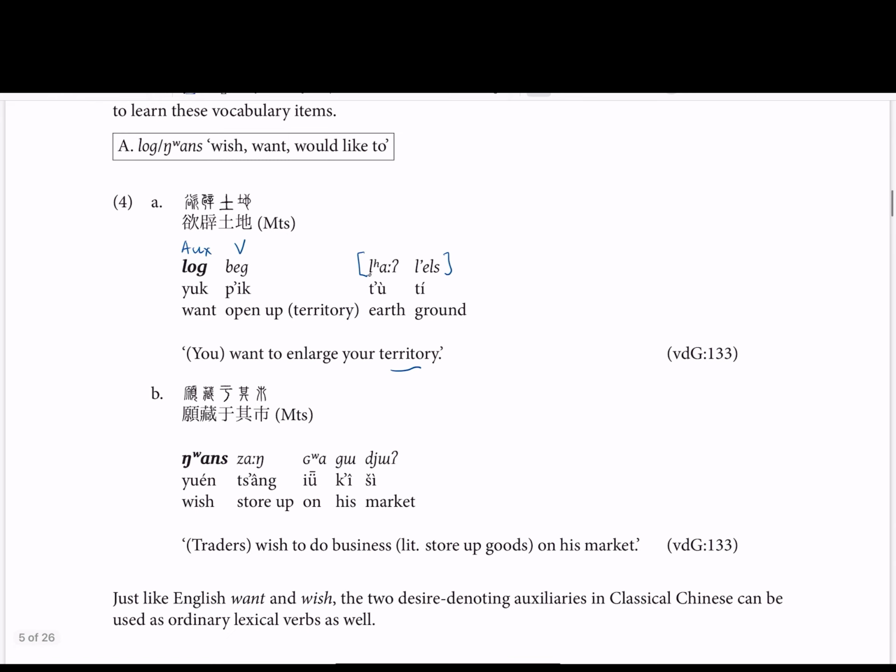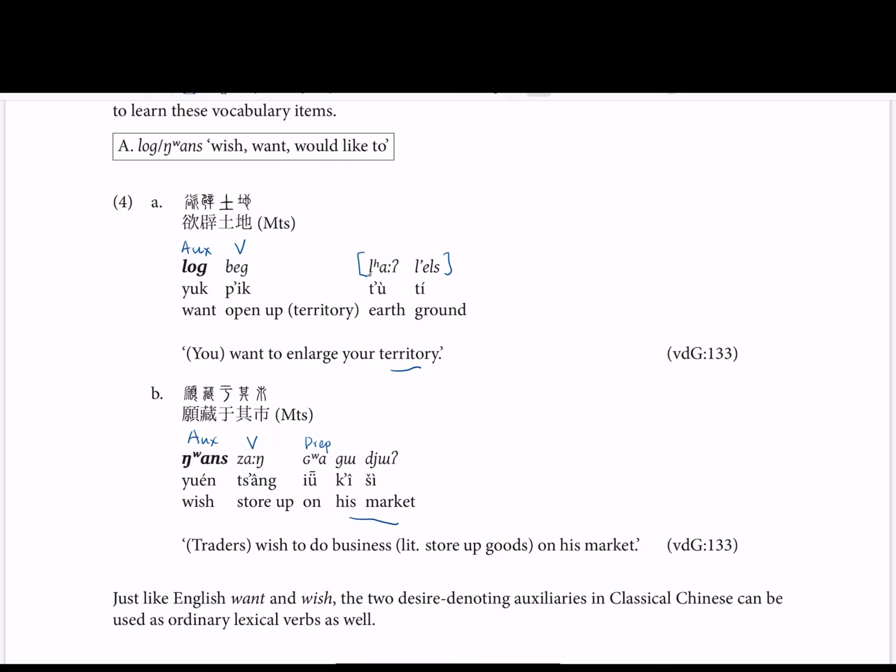The sentence in 4B, in modern Chinese, yuan cang yu qi shi. So here, yuan is the auxiliary, meaning wish. Cang is the main verb, meaning storing up or accumulating. Yu is a preposition or coverb, meaning on, in, or at. And qi shi is a possessive noun phrase, his market. So the whole sentence means traders wish to do business on his market.